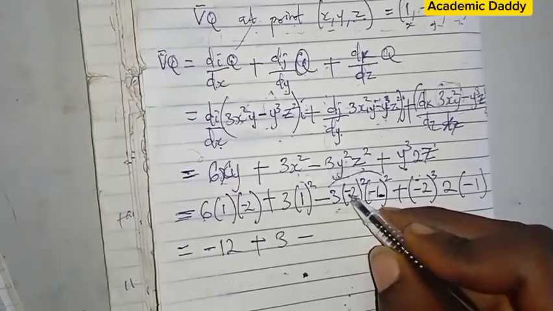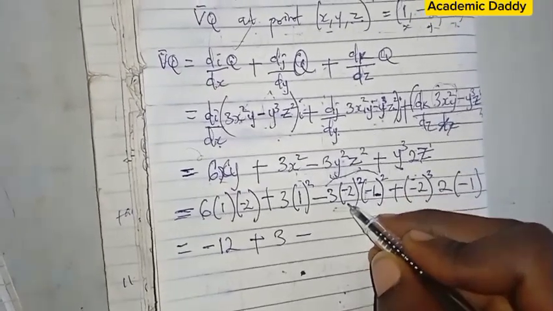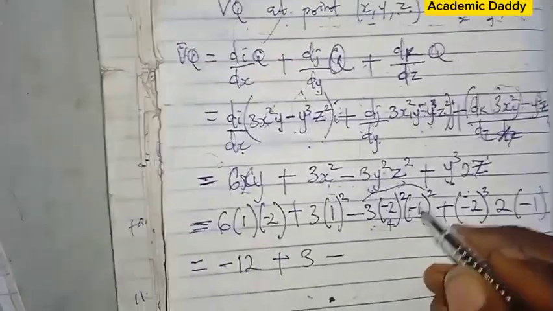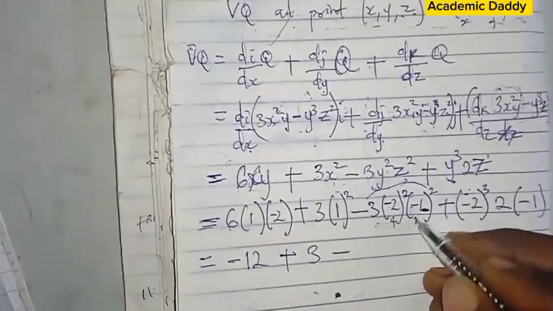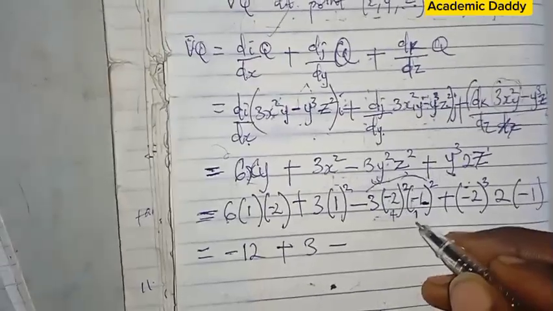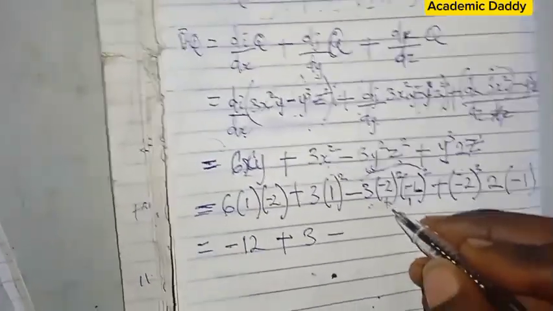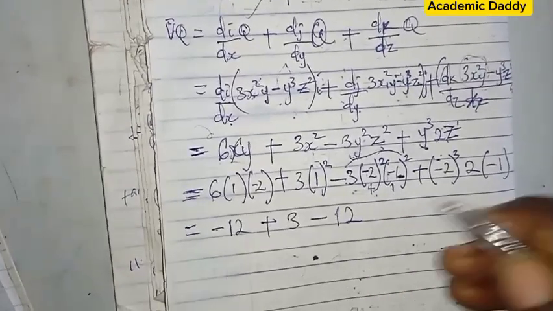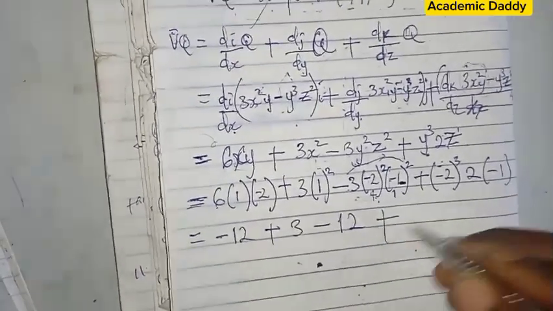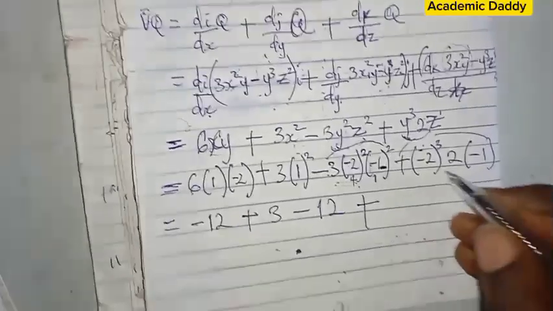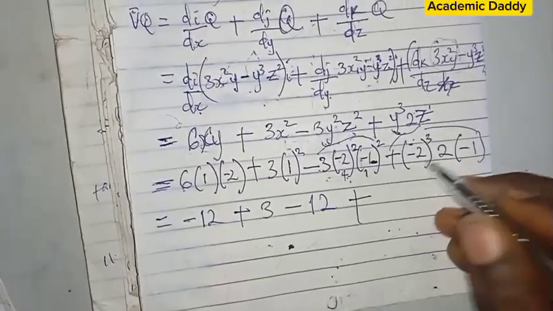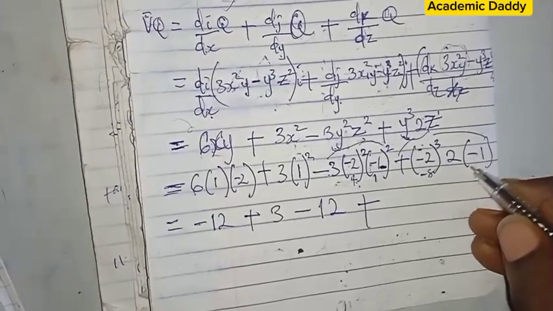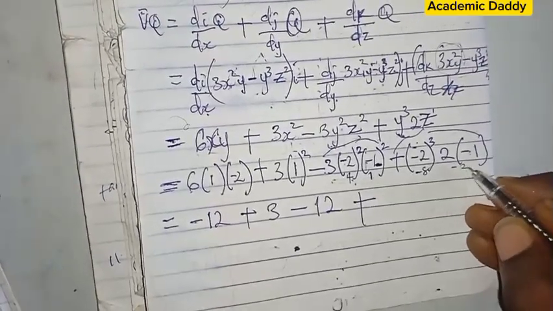So -2 squared is going to be positive 4. Then -1 squared is going to be positive 1. So 1 times 4, 4. 4 times -3 is -12. So -12. Then plus, everything here is multiplication. So -2 raised to power 3 is going to be -8. Then -1 times 2 is going to be -2.